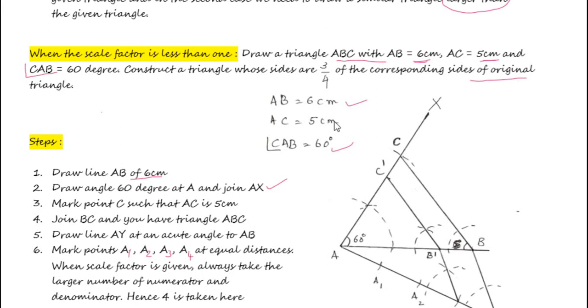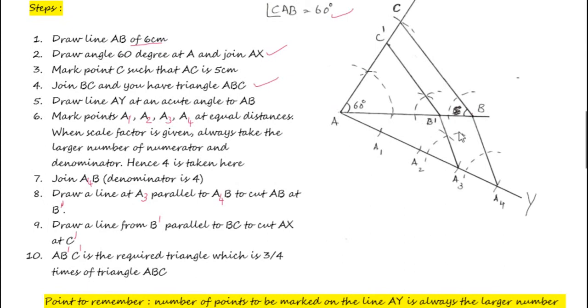Now AC is 5 centimeters. Now cut 5 centimeters from A on this line. This point is C. Now you have the triangle ABC. Now you need to draw a triangle whose sides are 3/4 of the sides of the original triangle. How to do it? Let us start.